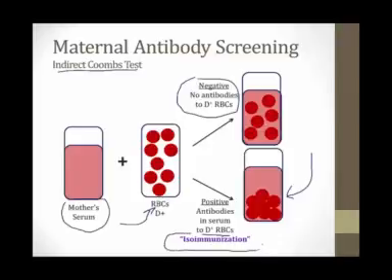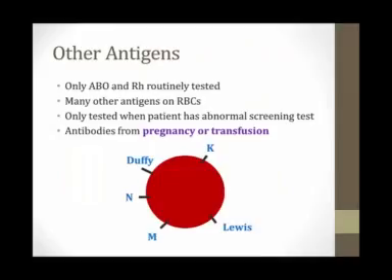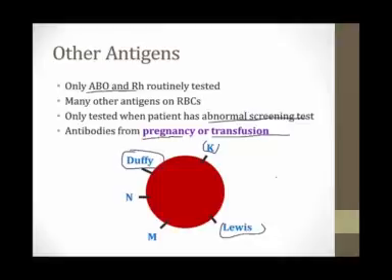This is called isoimmunization. There are other antigens besides the ABO and Rh, but they are not routinely tested. These go by different names like the K antigen, the Lewis antigen, the Duffy antigen. You can read about many of these different red blood cell antigens. These antigens are only tested for when the patient has an abnormal screening test we'll talk about in a minute. And the only way you're going to develop antibodies to any of these antigens is from a prior pregnancy or a transfusion. None of these occur naturally. The only antibodies that are naturally occurring are to the A and B antigens.